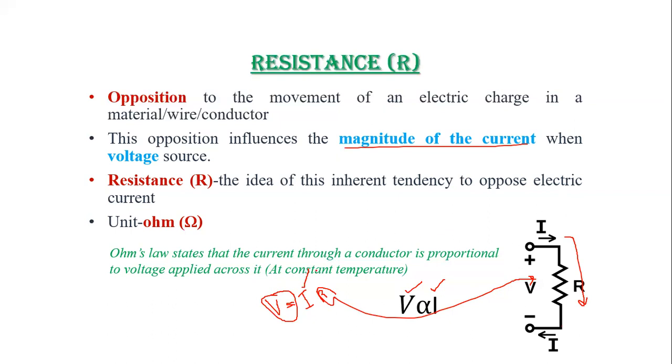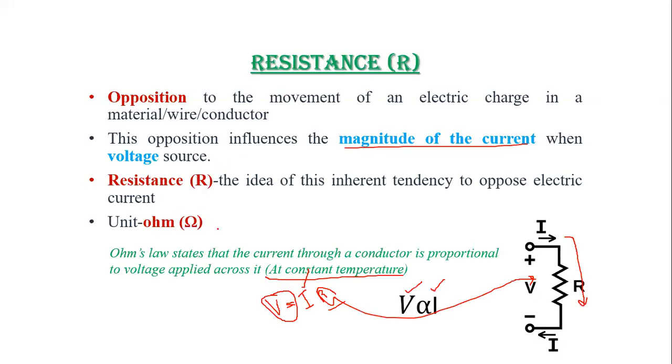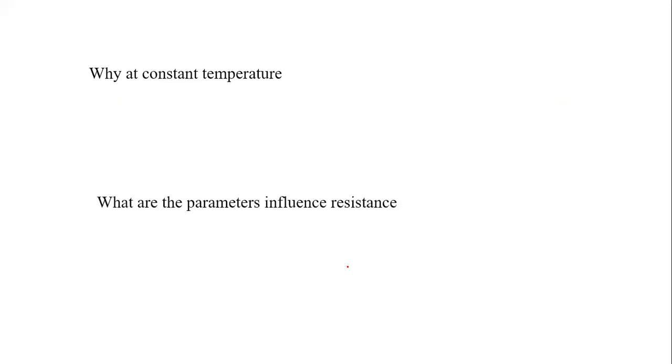Here two things are very important. One is the constant temperature, another one is the properties of the material. It means one is the geometry and another one is the nature of the material. So let us discuss these two things. The first one: why at constant temperature? Because, as we discussed in the previous slide, the Ohm's law statement is valid at constant temperature. So that is the one thing we have to see, why at constant temperature and what are the parameters that influence the resistance. Let us discuss why at constant temperature.